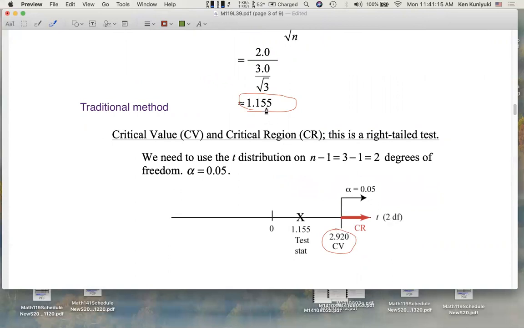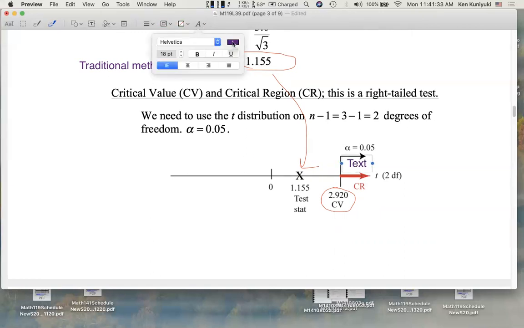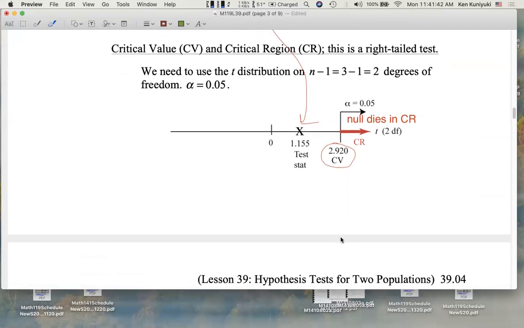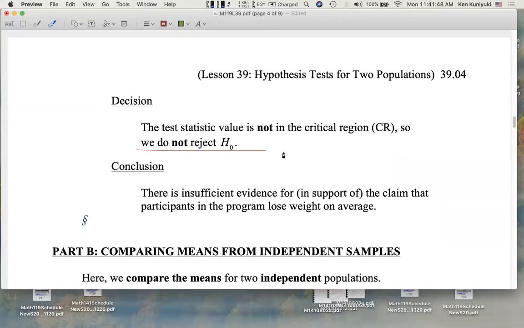Now, is the test statistic in the critical region or not? It is not. So it does not fall in the danger zone, the acid bath regarding the null. Remember, the null dies in the critical region. Here, the null does not die. The t-test score is not in the critical region, so we do not reject the null. Is that strong or weak? That's weak. I sound like Cartman from South Park. That's weak. There is insufficient evidence.